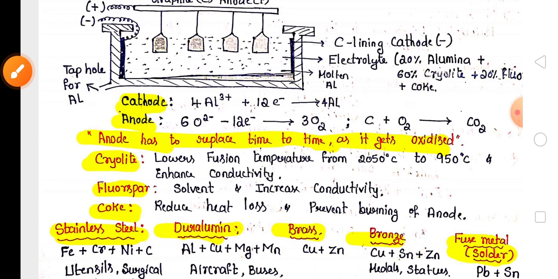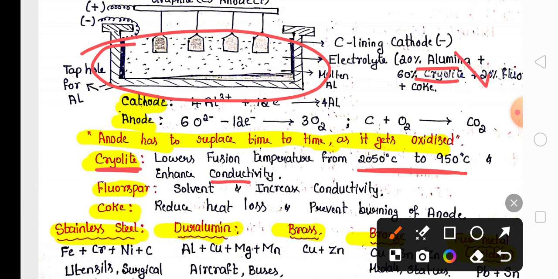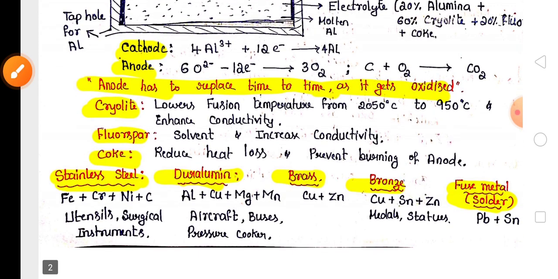Now in electrolytic reduction of alumina in Heroult process, the role of cryolite is to reduce the fusion temperature from 2050 to 950 degrees Celsius, and it will increase the conductivity of the mixture also. And we are adding 20% fluorspar, it acts as a solvent as well as increases the conductivity, and we sprinkle coke on the tank that will reduce the heat loss and prevent the burning of anode. So these are the importance of this electrolytic mixture.